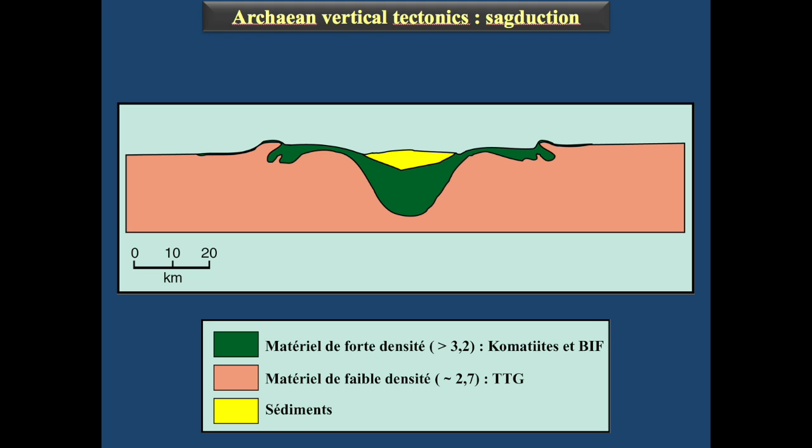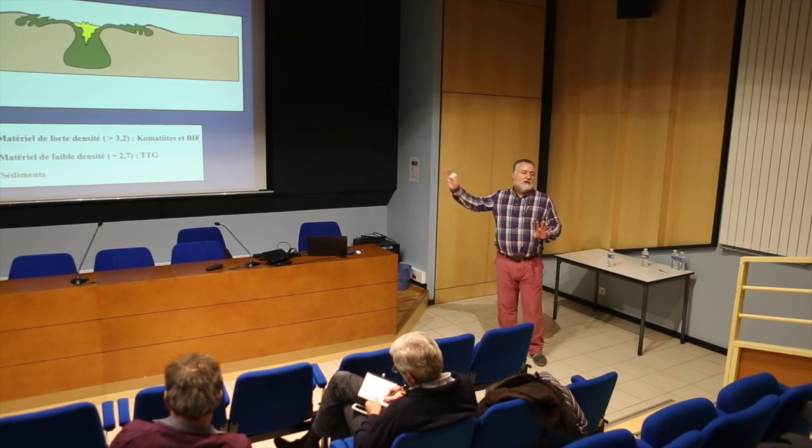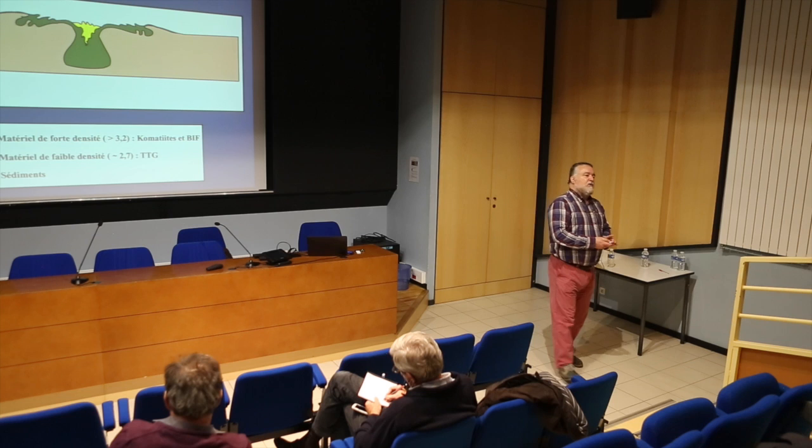And in fact, the opinion now for geologists is that in the Archaean, in the old time, we thought there was no plate tectonics, and plate tectonics came after the Archaean. In fact, now the idea is that during the Archaean there were two kinds of tectonics, plate tectonics and sagduction. And after the Archaean, sagduction stopped and only plate tectonics remains.